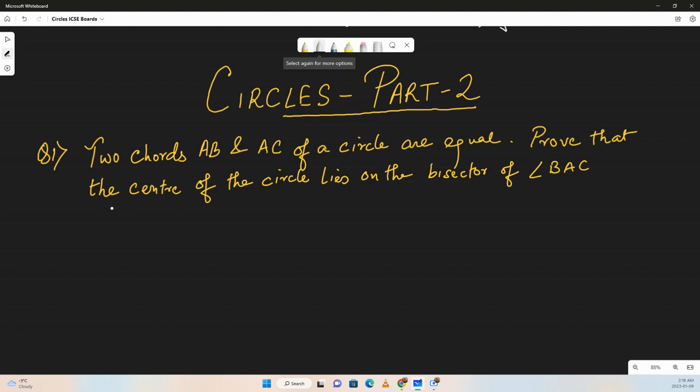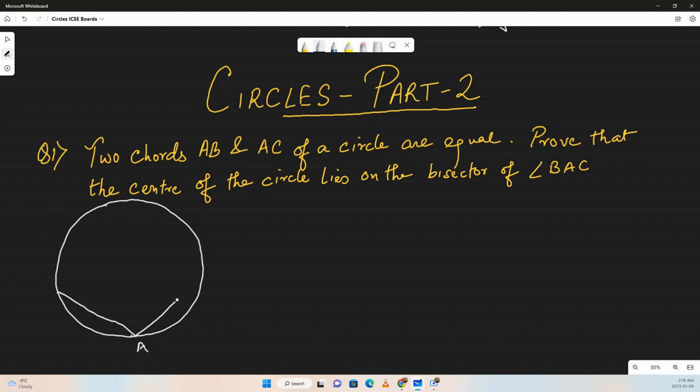So whenever you get a question, first of all you'll draw the circle, right? So let's draw the circle, and it said that two chords AB and AC. So from point A, we will draw two chords. So if this is point A, we are drawing two chords of equal length. One is AB, the other one is AC, right? And the center of the circle, let's mark it as O. It says to prove that the center of the circle lies on the bisector of BAC. So let's draw the bisector here.